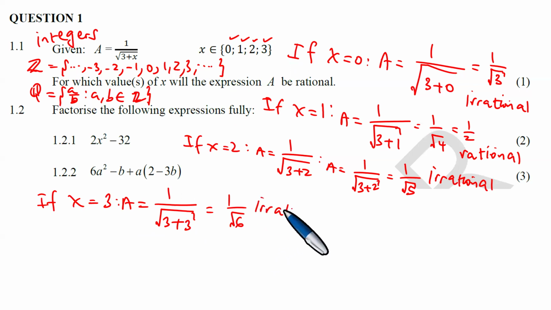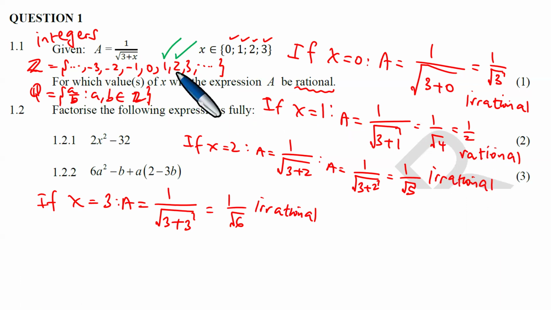Well done. I'm happy that Mpo can realize that it is irrational. Right now, because of this, they want the one that is rational. They are saying for which value or values of x will the expression a be rational? So rational is only one. It is rational because it is an integer over an integer. One is in the set of the integers, and 2 is in the set of integers, and we take 1 divided by 2.